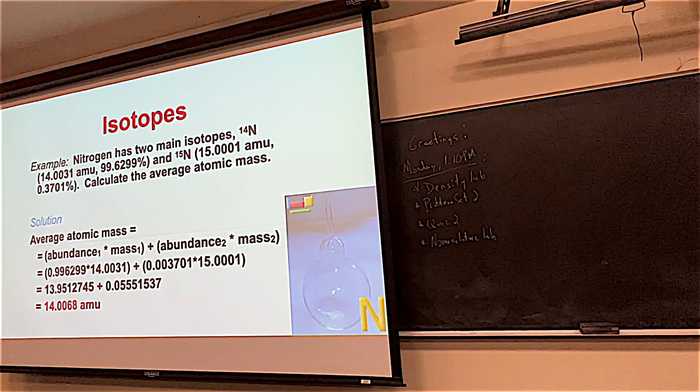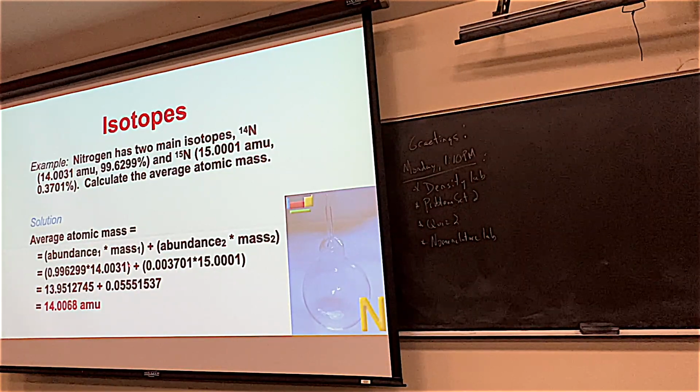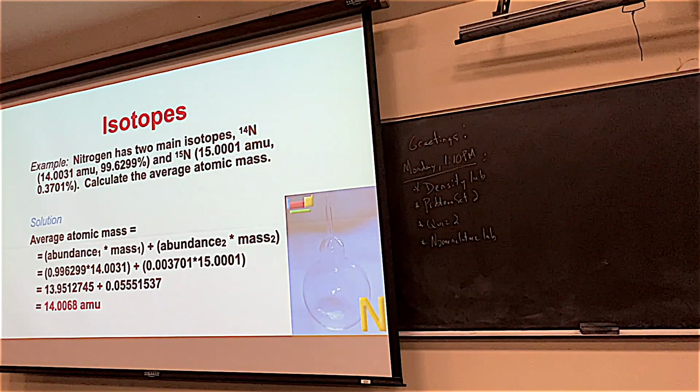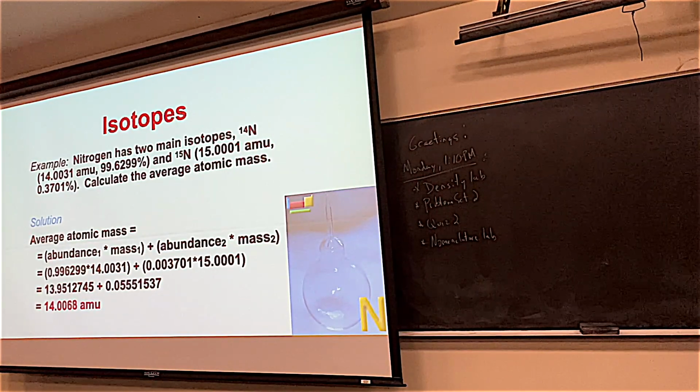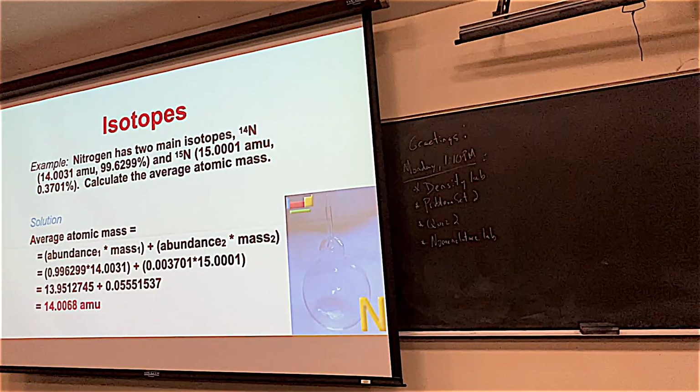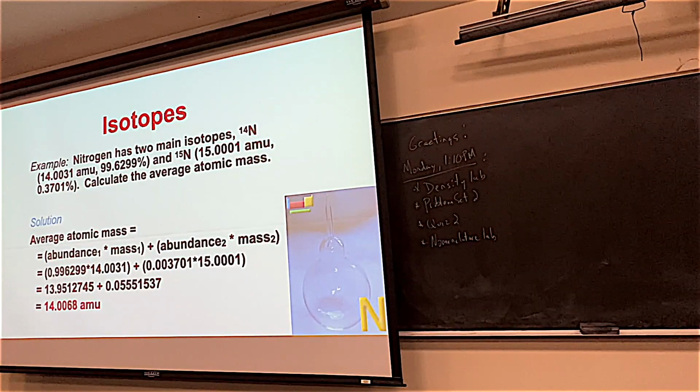So mathematically what it looks like, 0.996299 is this number in decimal times its mass plus this number divided by 100 is this times this mass, all the sig figs, 14.0068 AMUs. AMU is a really small amount of mass that's used for atoms. It stands for atomic mass units, sometimes called daltons. Very, very small.